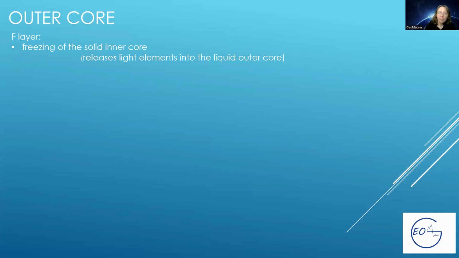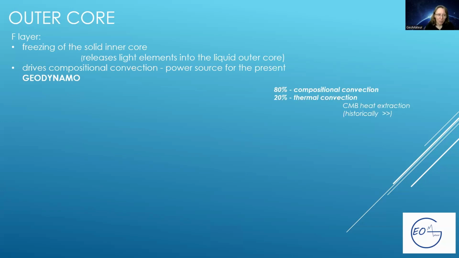The freezing of the solid inner core releases light elements into the liquid outer core, drives compositional convection, and the compositional convection is a power source for the present geodynamo. Today, 80% of the convection in the outer core is compositional. Due to heat extraction at the CMB, there is still thermal convection, estimated at 20%. Historically, in Earth's history, the thermal convection was more significant.